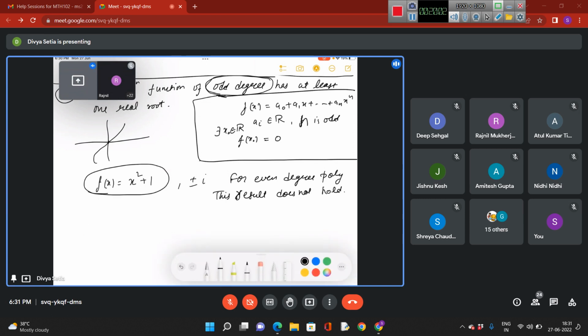Anybody knows the answer? Why does an odd degree polynomial always have one real root? You have done complex numbers, right? In your 11th and 12th. The answer lies there, in the chapter on complex numbers. What is so special about complex roots?